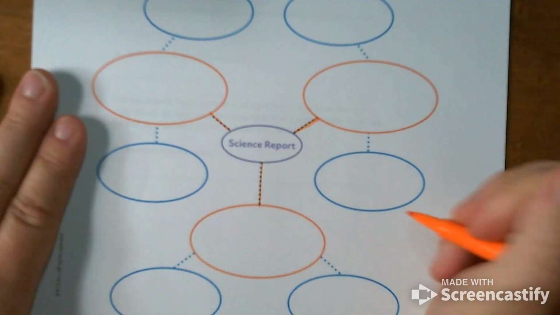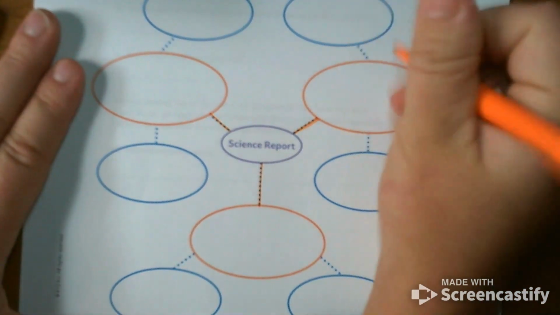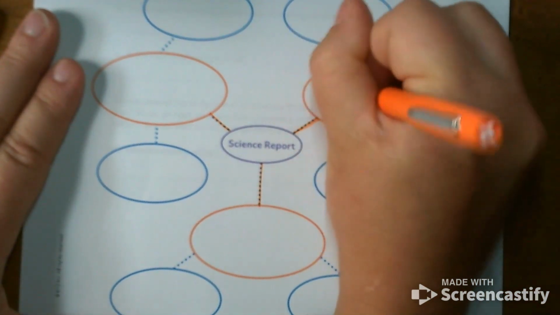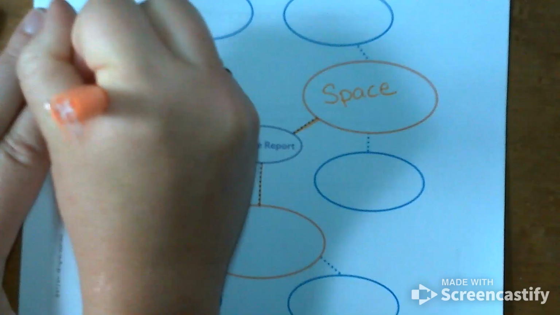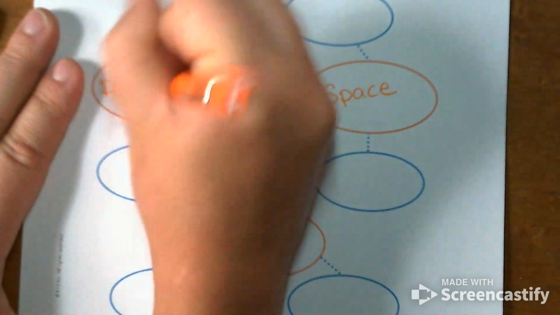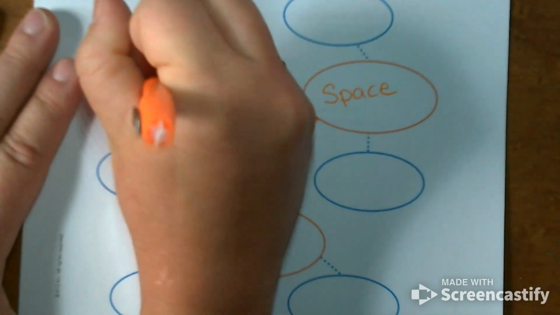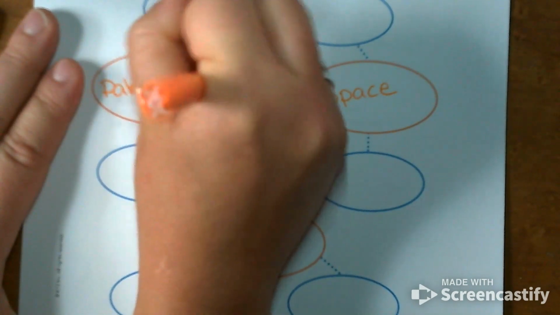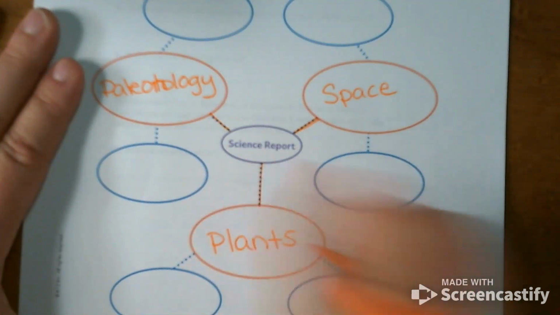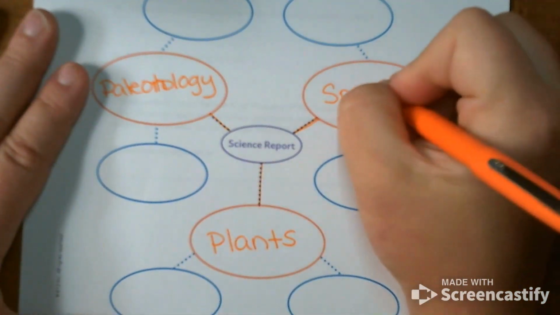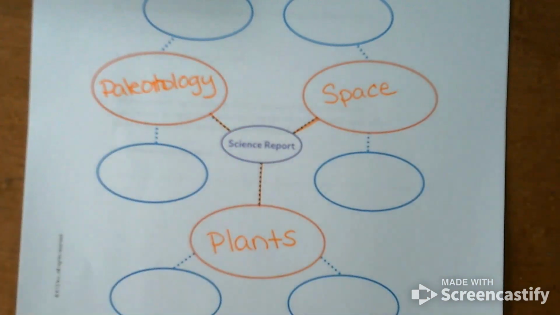Okay, I had some interesting suggestions from my classes. Both classes liked the idea of studying space. We had paleontology come up in one class. Don't mind my spelling. And we had plants come up in the other class. These are examples of very large, broad science categories that need to be narrowed down in order to be applicable or in order to be studied.